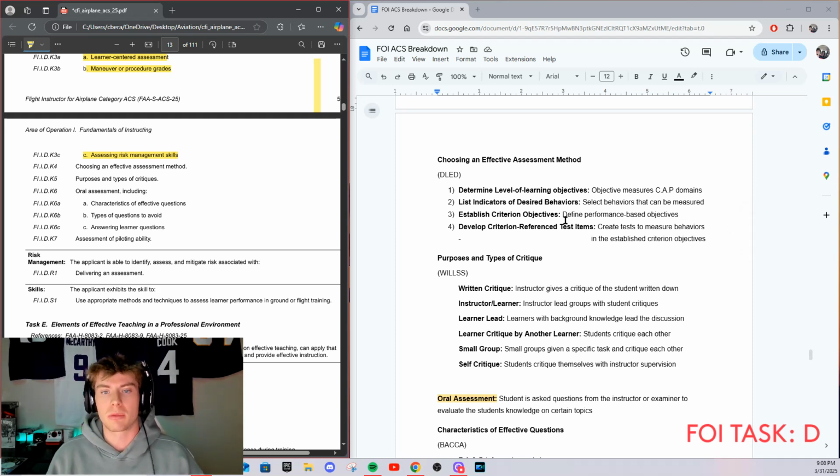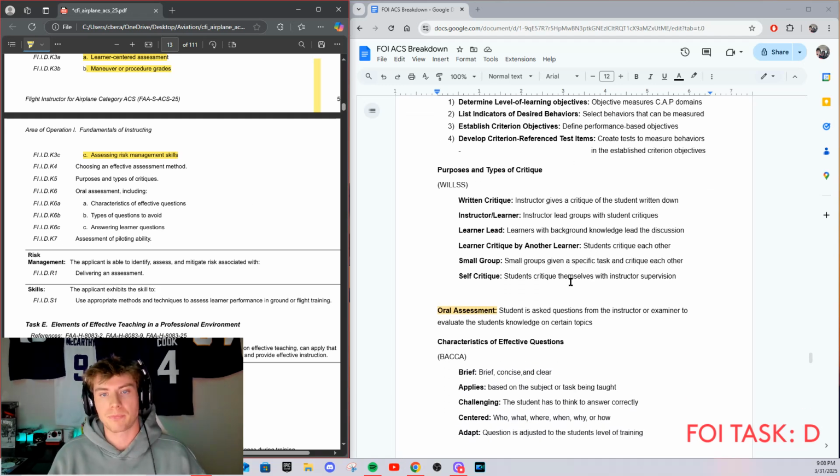And then develop criterion referenced test items. So create an exam that measures their behaviors on that specific criterion that we just established. So maybe it's a written test, maybe it's the ACS standards like we went over.